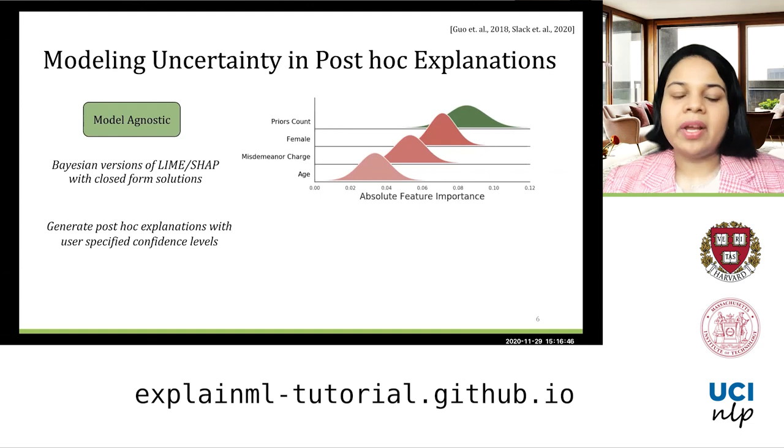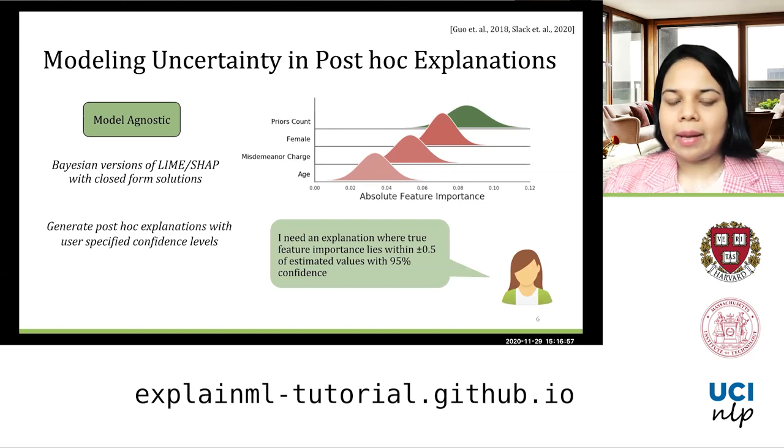And there is more. These approaches also generate post-hoc explanations which satisfy user-specified levels of confidence. For example, if a user is working on an application where she says that the true feature importance should lie within plus or minus 0.5 of the estimated values with 95% confidence, these approaches can actually tackle that and produce explanations which satisfy user-specified confidence levels.